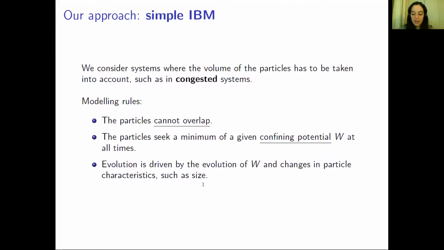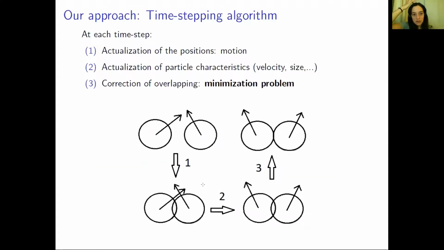The evolution of this confining potential is due to the evolution of particle characteristics such as size, for example. Then to implement this model, we will use a time-stepping algorithm, summarized in three steps that we do within each time step. We first update the positions, which leads to motion. Then we update particle characteristics, and finally we solve the overlapping that we might have created during the first step.